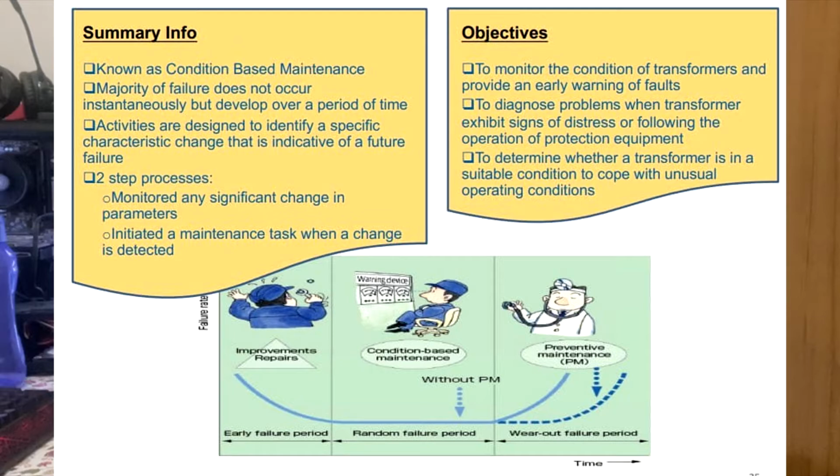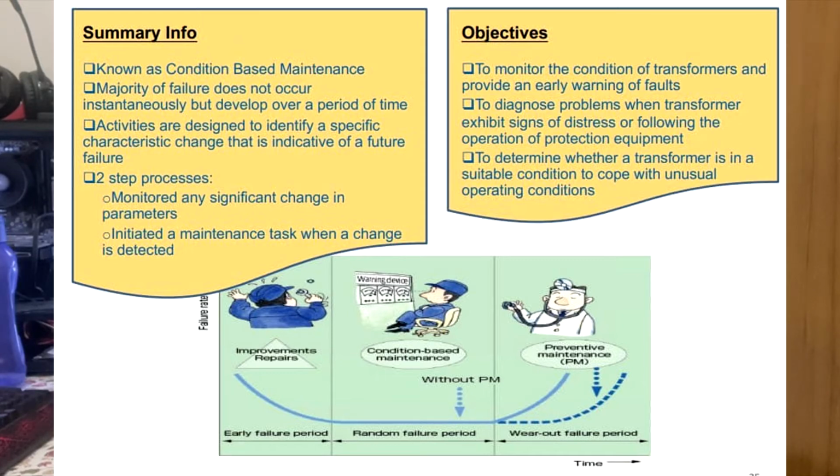There is a two-step process in this condition monitoring. The first is to monitor any significant change in parameters, and the second is to initiate a maintenance task when a change is detected. The objective of condition monitoring is to monitor the condition of transformers and provide an early warning of fault. Next is to diagnose a problem when the transformer exhibits signs of distress or following the operation of protection equipment.